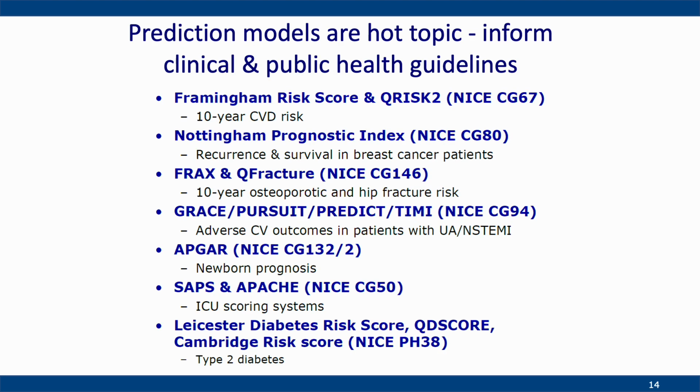I said they were a hot topic, and you can see that they have impact. In the UK, we have something called NICE, which is a body that decides which treatments and interventions and tools to recommend. And in various NICE guidelines, you can see we have prediction model tools recommended, like the Framingham score, the QRISK score, Nottingham Prognostic Index, the APGAR score, the Leicester Diabetes score, etc. So these tools are being used in practice, and they're being used to inform decision making.